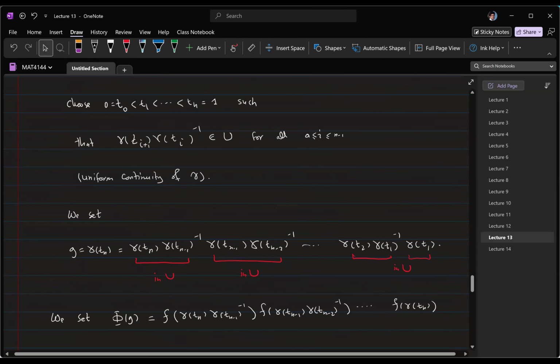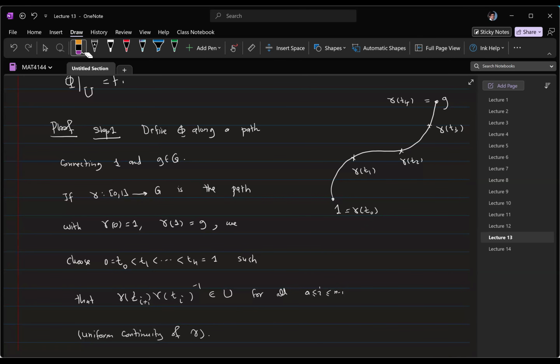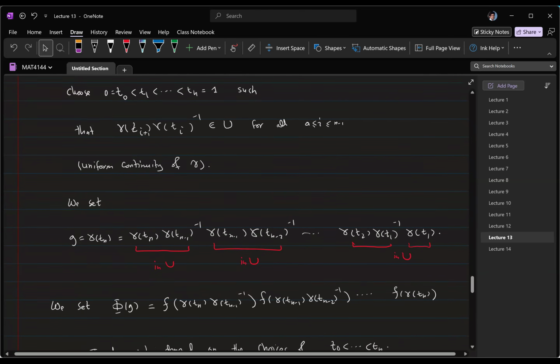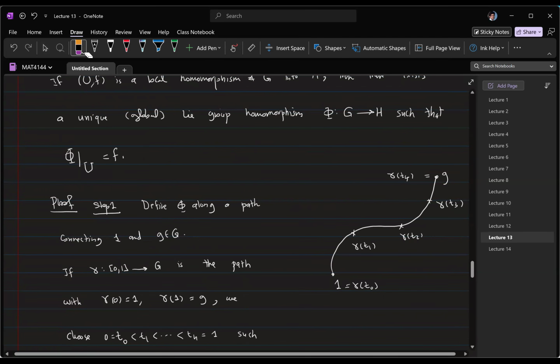The idea was that the ratio, so to speak, of gamma of 2 successive points on this path lies within the small neighborhood of the identity in capital G. And therefore, you can use this F to define Phi. And now you have to show that this is a well-defined definition. You have to verify that the definition of Phi is independent of the choice of this path, independent of the subdivision that you take, and that it also provides a group homomorphism.